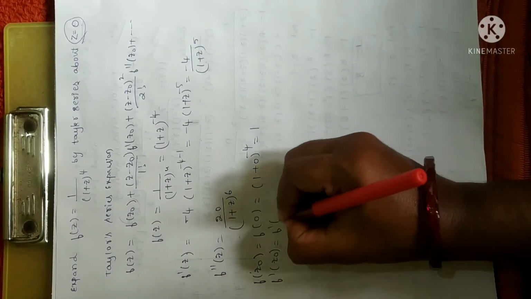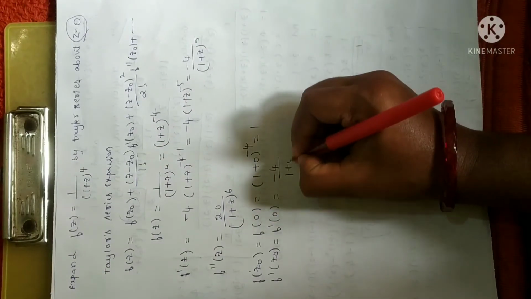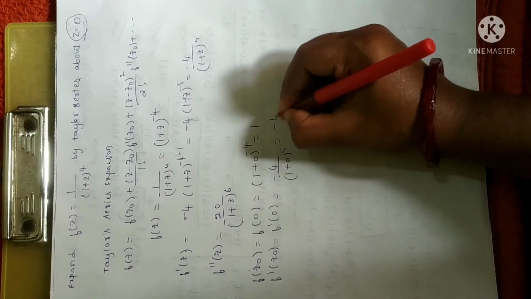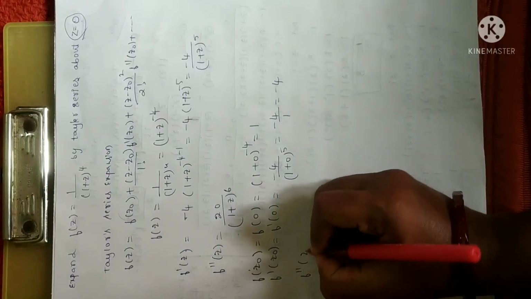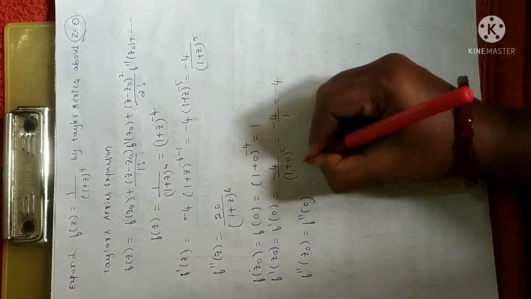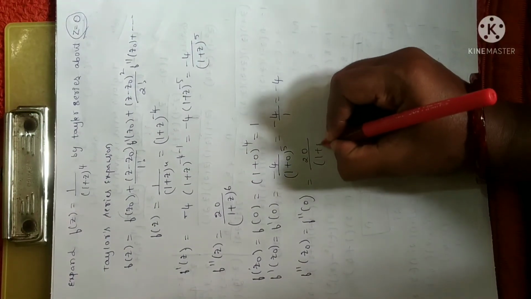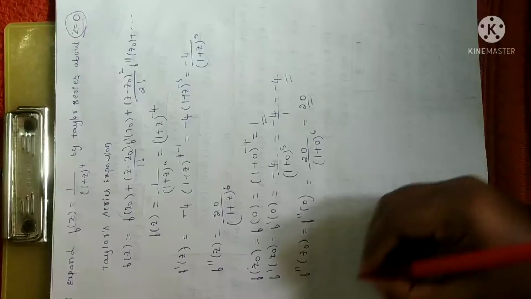f dash of z naught is 0. So replace z with 0. You will get minus 4 divided by 1 plus 0 power 5. So it is minus 4 divided by 1. It is minus 4 only. Next, f double dash of z naught, where z naught is 0. So f double dash of z naught is 20 divided by 1 plus 0 power of 6. It is 20 only. So you can substitute directly.